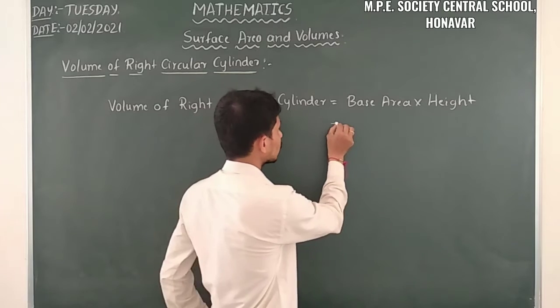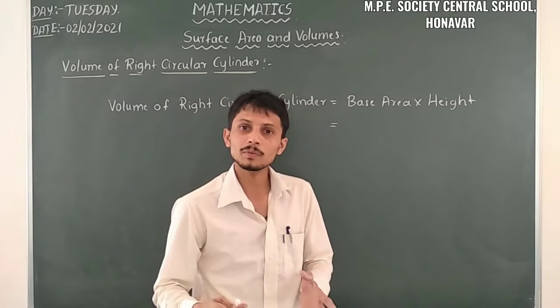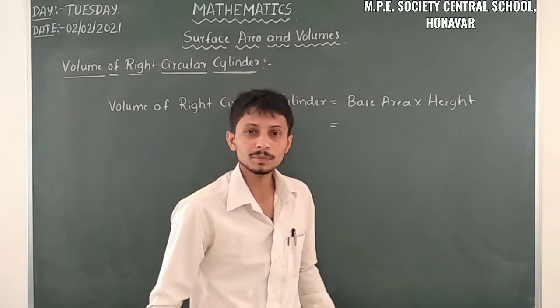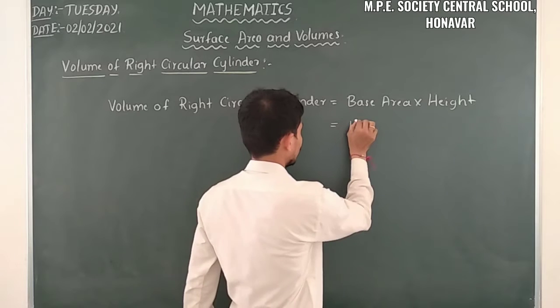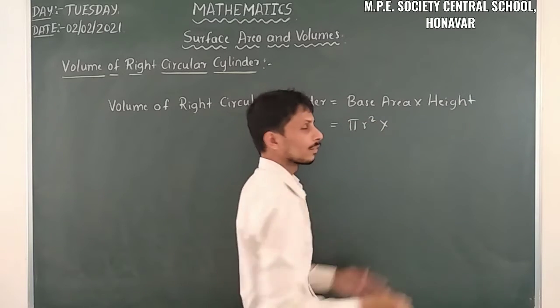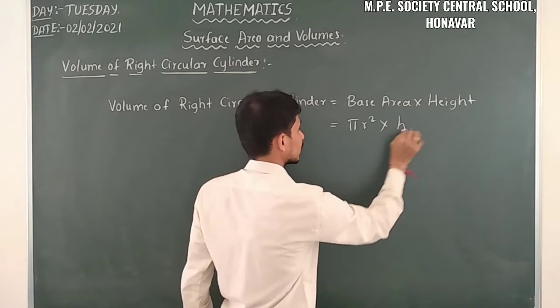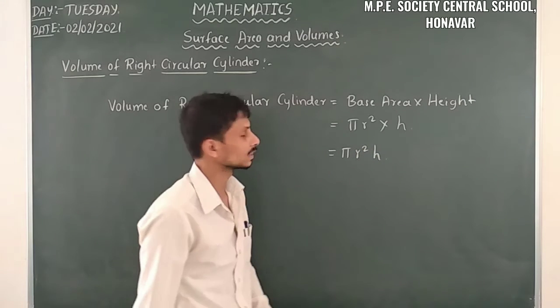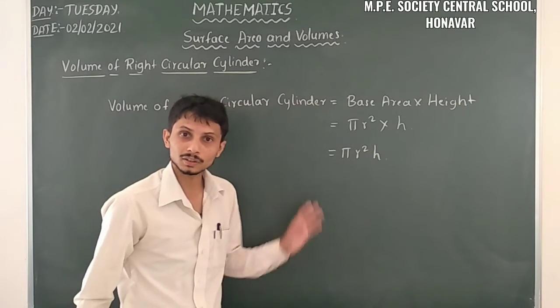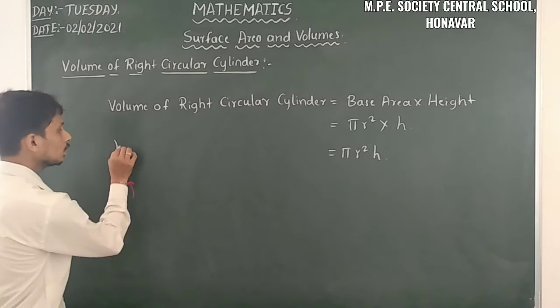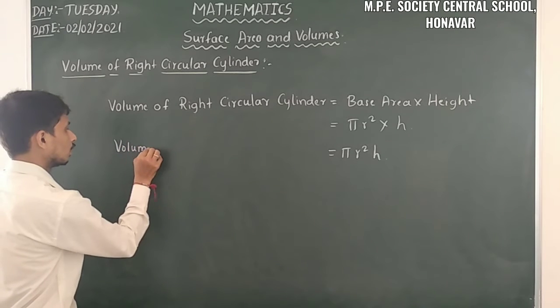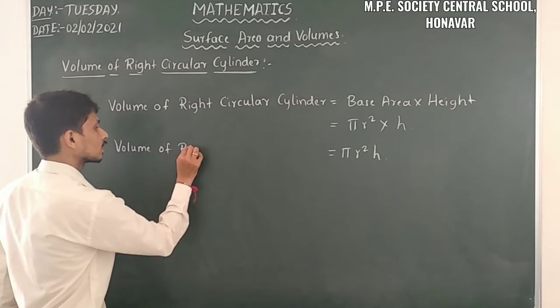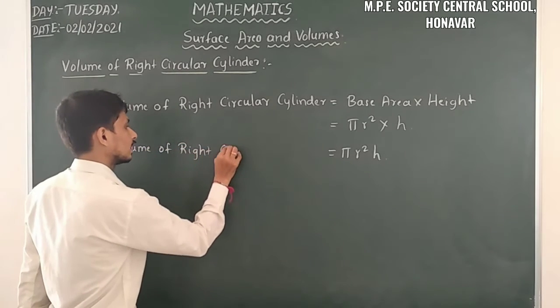So it is equal to base area. The base is in the form of a circle. What is the area of the circle? It is pi r square. And what is h? Height, h. That is equal to pi r square h. So pi r square h is the volume of the right circular cylinder.